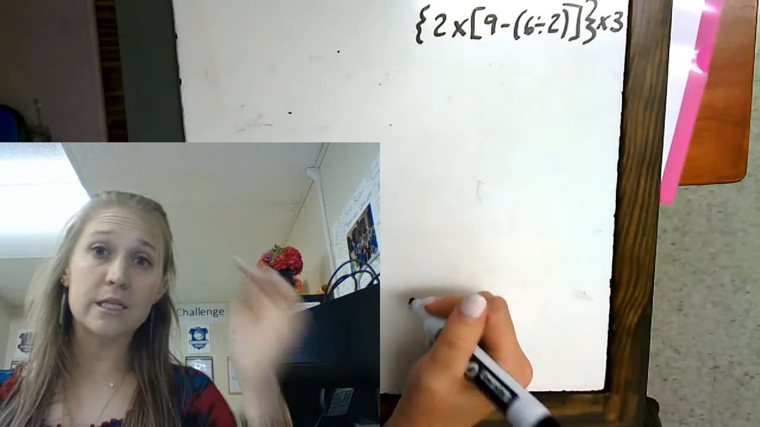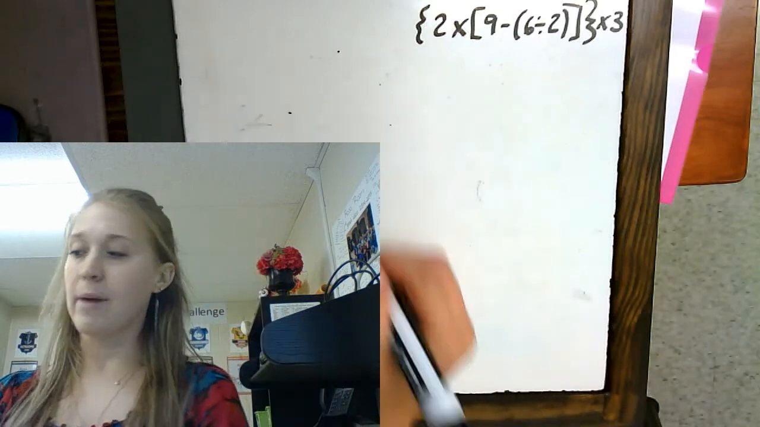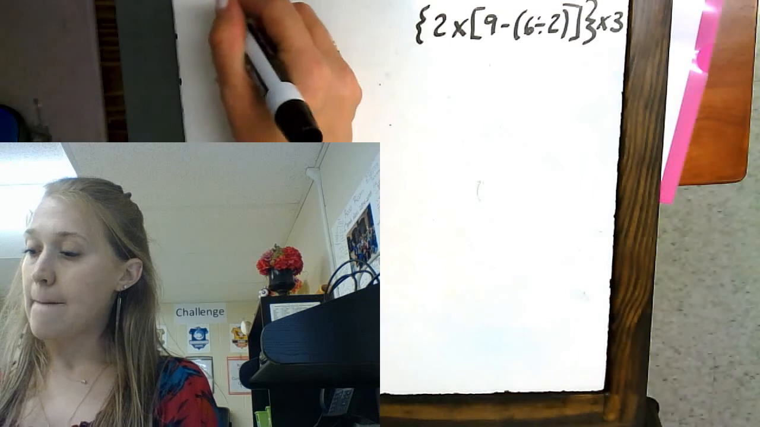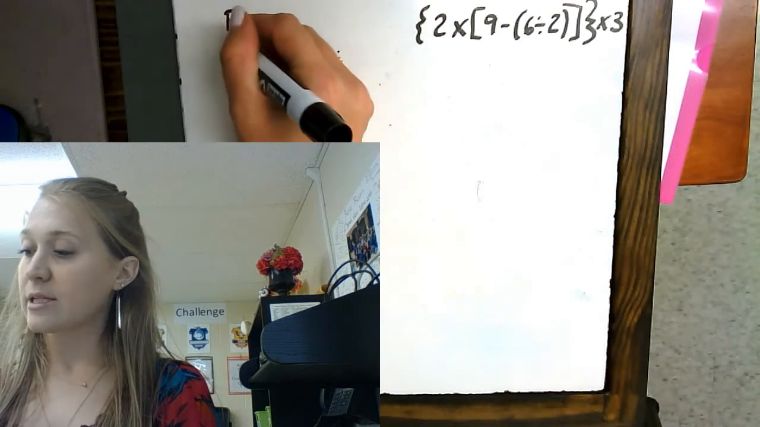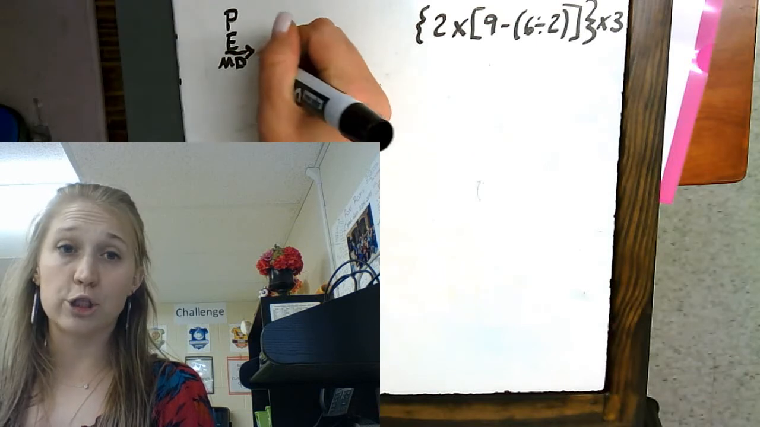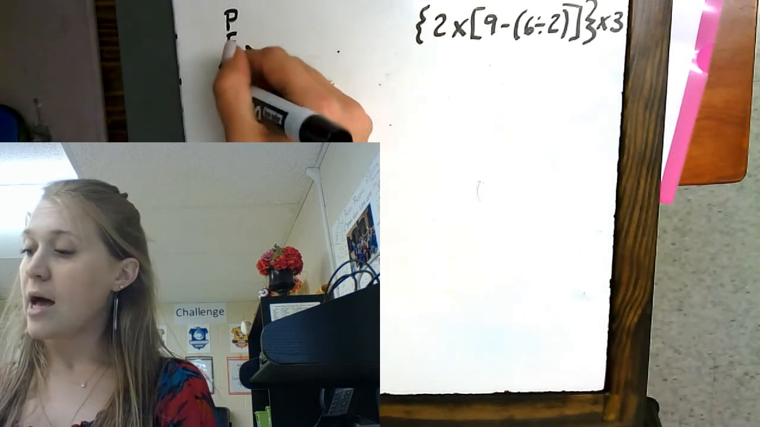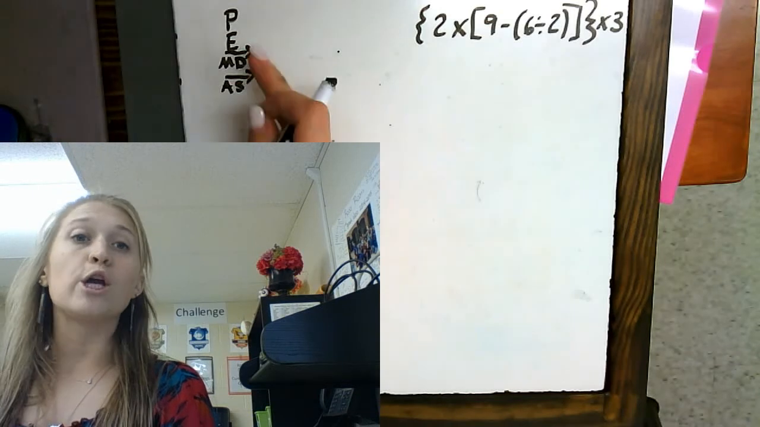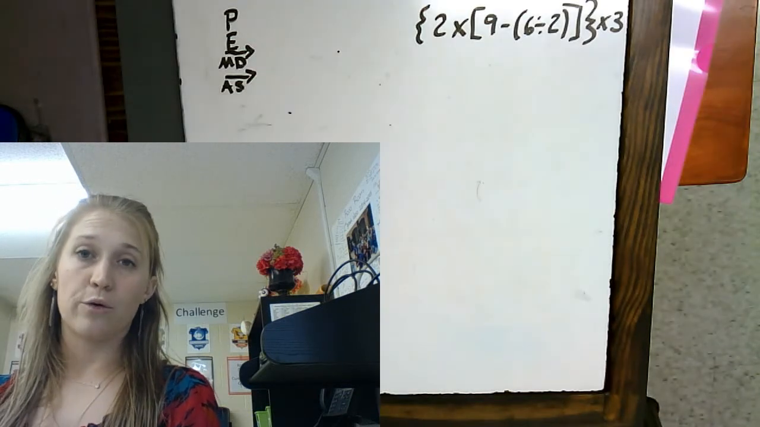Before I even begin to solve this problem, I need to write my order of operations. Parentheses, exponents, multiplication and division from left to right. Make sure you put that arrow in there. Addition and subtraction from left to right. Make sure you put that arrow in there. We're going to use this and our song to go through.